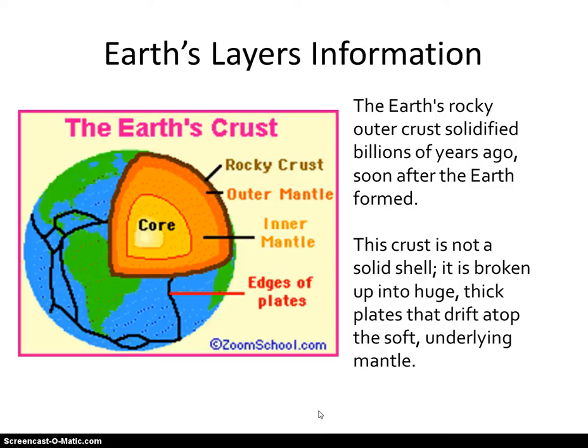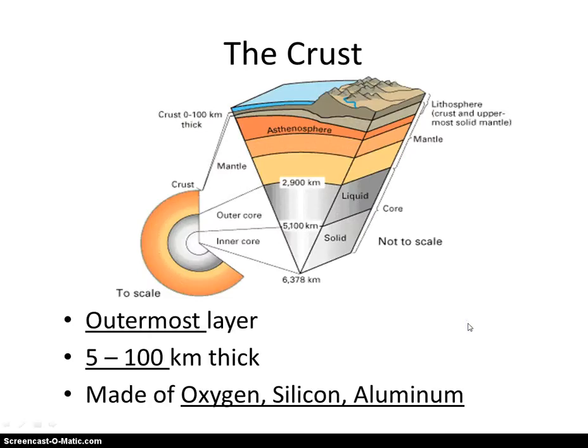It's a shell, but it's broken up into big, huge, thick pieces that float on top of the soft mantle. So the outermost layer, called the crust, located here, is the one that's closest to the surface where we live, and we've only ever been on the crust. No one's ever been to the mantle. It's from 5 to 100 kilometers thick, so you can convert that on your own into miles to help you better understand it. It's made mostly of oxygen, silicon, and aluminum.